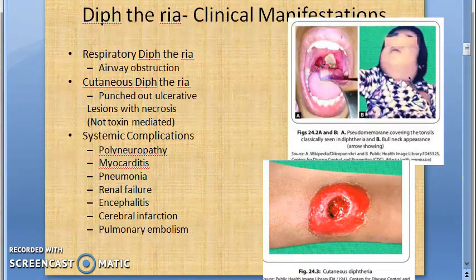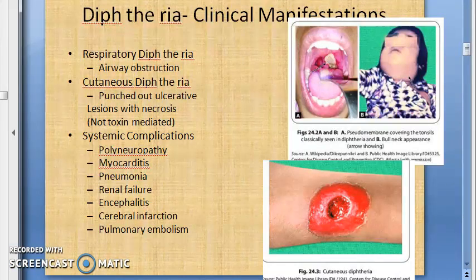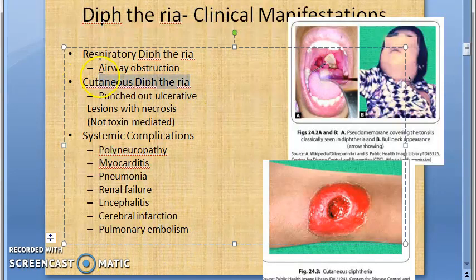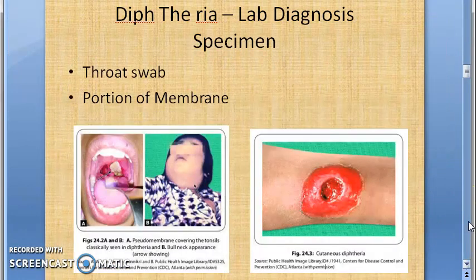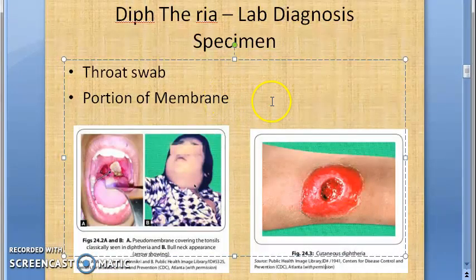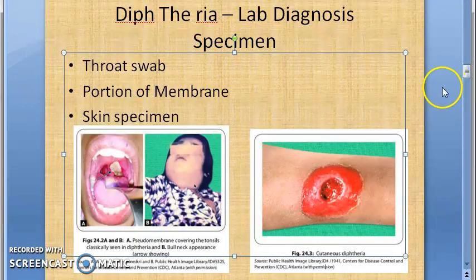So you will have to use a skin specimen for cutaneous diphtheria. Lab diagnosis we will see in the next video. Come back in the next video to watch this.